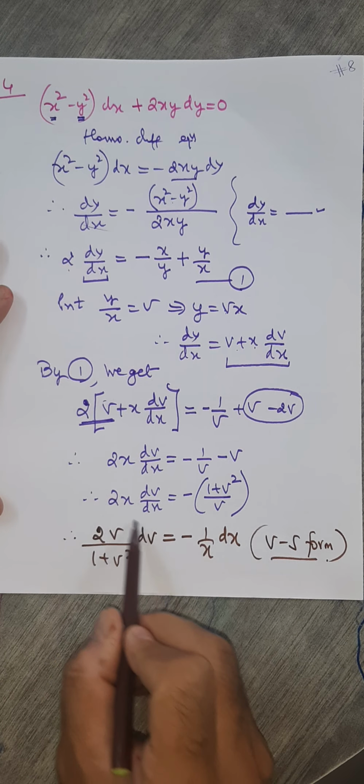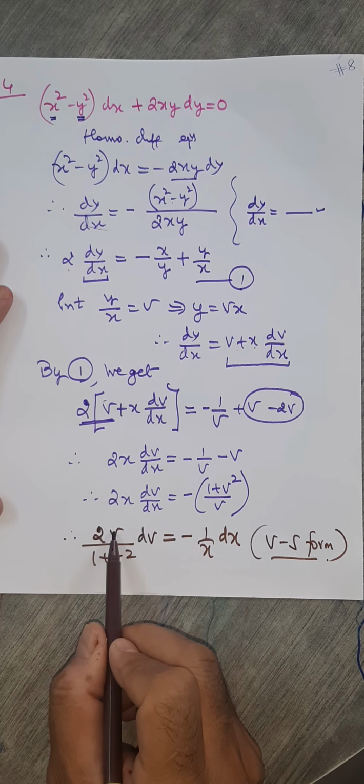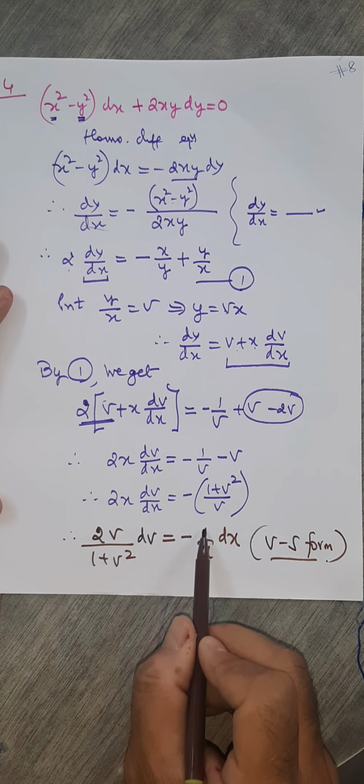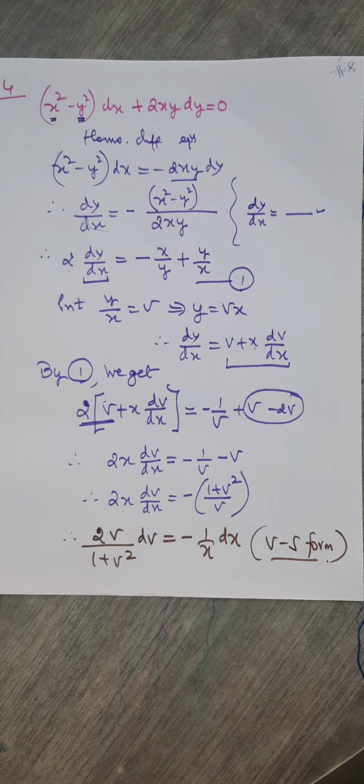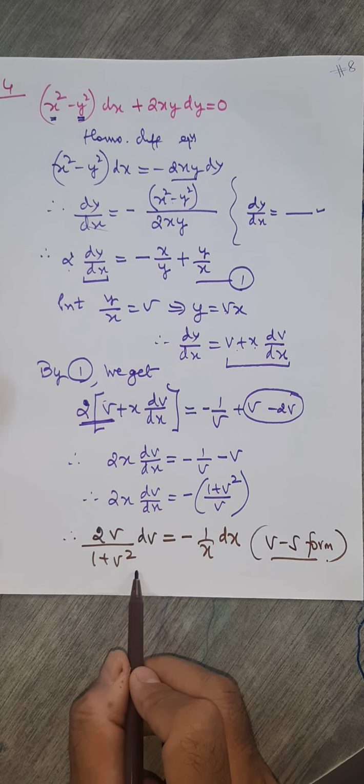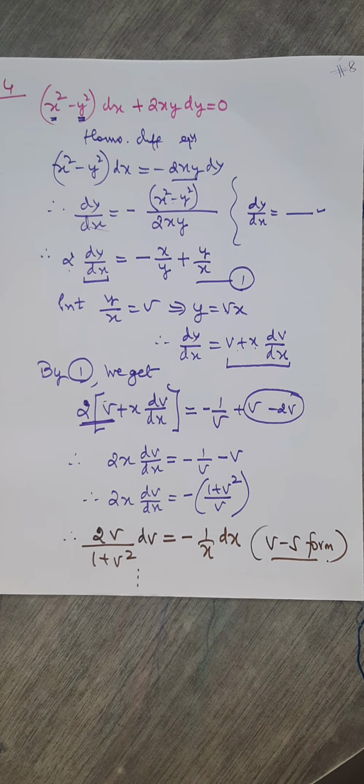You know the integration of this one is not difficult. It is f dash upon f form: log of mod of (1 + v²) minus log of mod of x. You can put the log of c here as a constant. Clear? Up to this it is important. Now it's just a question of integration.